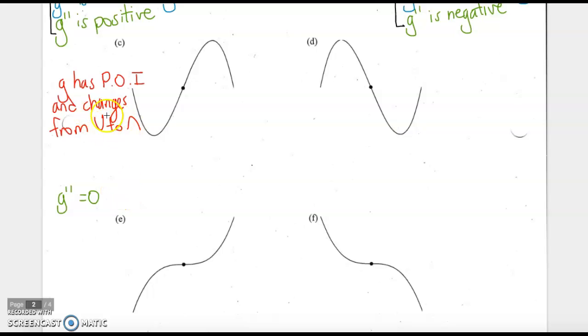And it had to change. Concave up means your second derivative was positive. Concave down means your second derivative is negative. So if it changes from positive to negative, that's good.